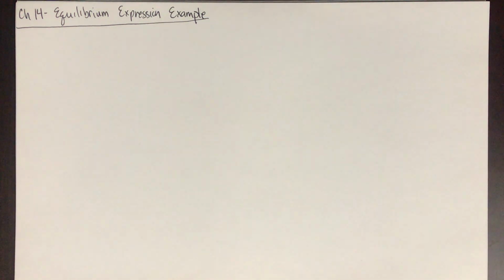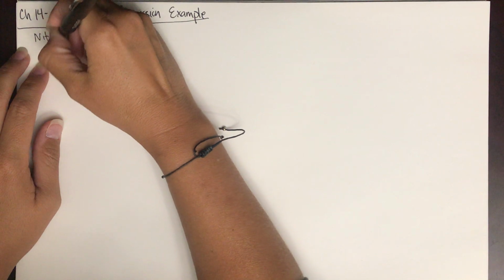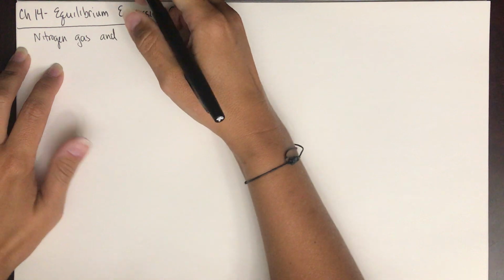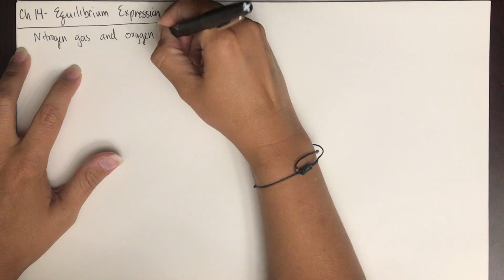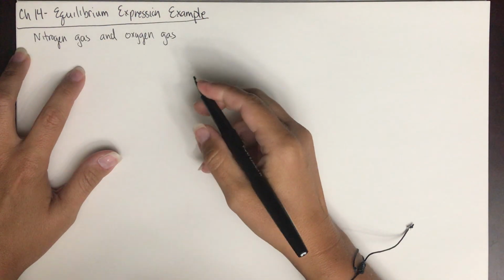Okay, let's look at an example using the equilibrium expression. So I'm going to write out the problem and then we'll write the formula and go from there. So nitrogen gas and oxygen gas are in equilibrium with nitrogen monoxide.